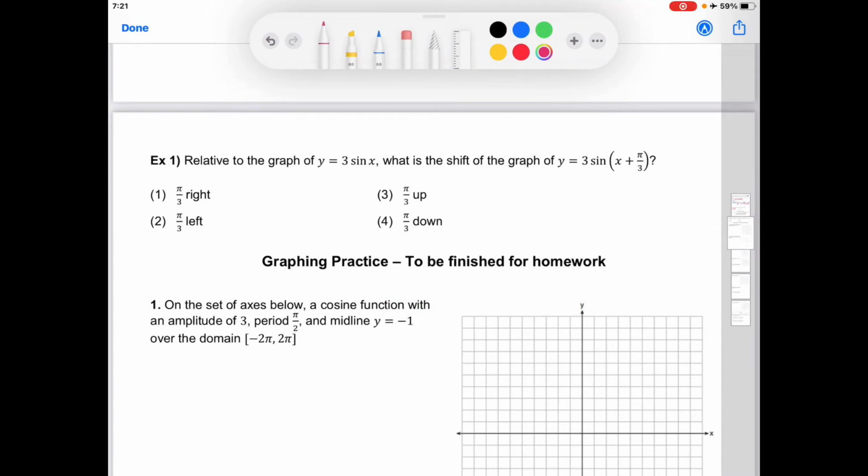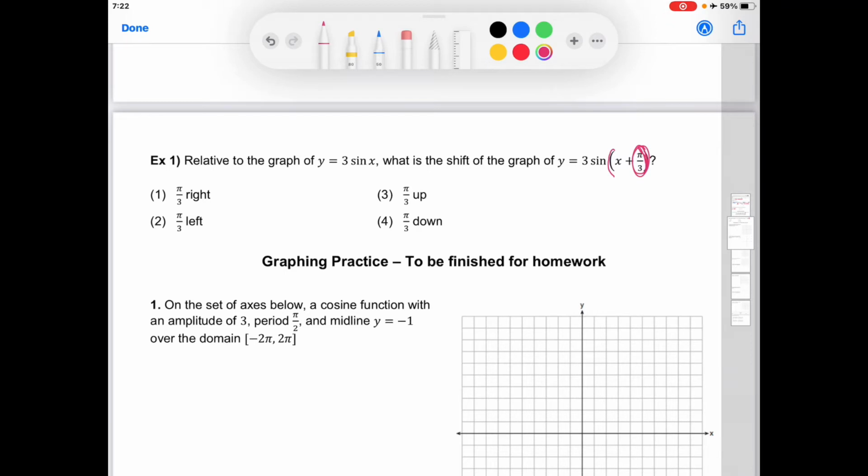Example 1. Relative to the graph of y equals 3 sine x, what is the shift of the graph of y equals 3 sine of x plus pi over 3? You have to pay attention to the x being changed. If I add or subtract a number from x, then it's a horizontal shift. But if I add or subtract a number to the whole function, then it's a vertical shift. Here the x is being altered, by pi over 3 units. So automatically, these are all pi over 3.